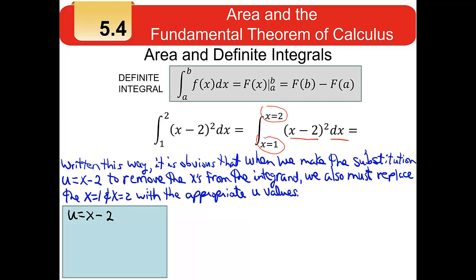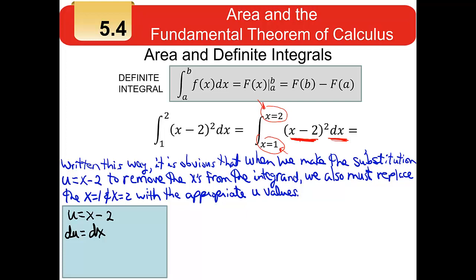Start off just like you normally do. I'm going to let u be x minus 2. The differential then will be 1 dx, or just dx. And so it's going to be nice. This is going to come out as the u, so I'll have u squared. This will come out as du. That'll be easy. But those x values on the limits of integration have to be changed to u values.